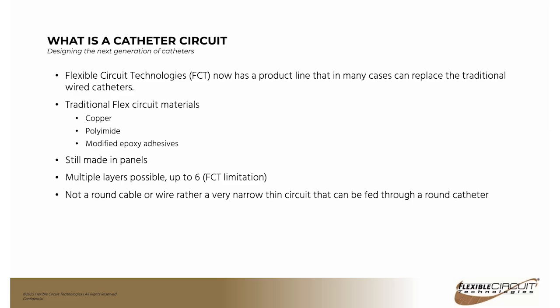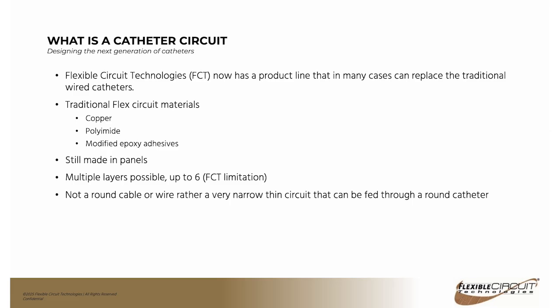So we've launched a product line where we can make essentially a larger format circuit using very, very small features. The intent is to be able to replace a traditional wired catheter. These are built using traditional flex circuit materials. So your conductive layer is usually copper, typically pretty thin, like 9 micron or 12 micron. The reason for this is to achieve the small line widths that people want. Oftentimes you need to have a thinner copper.